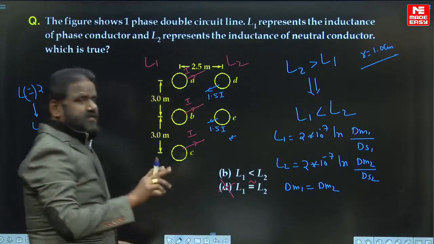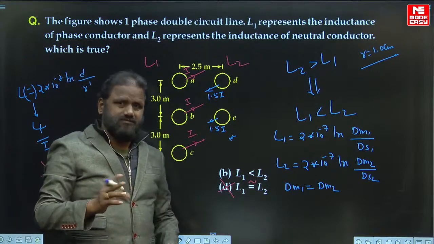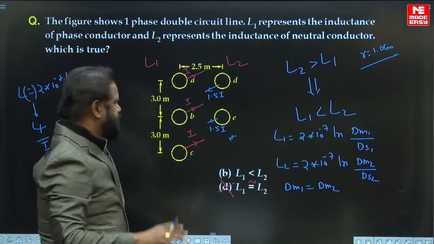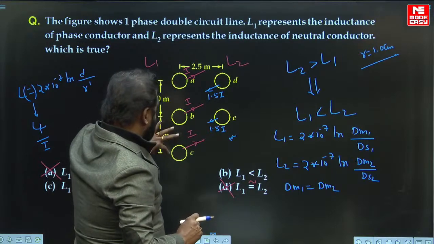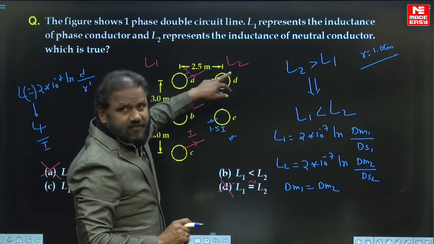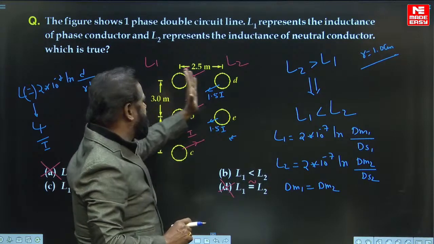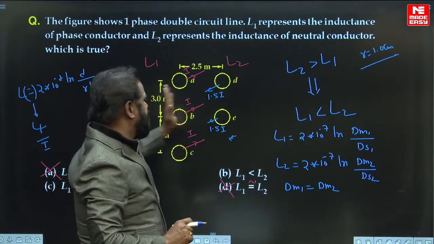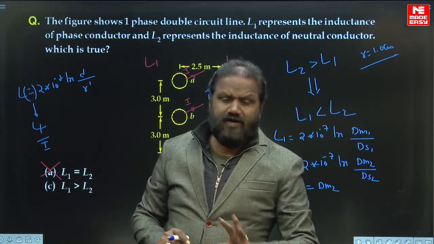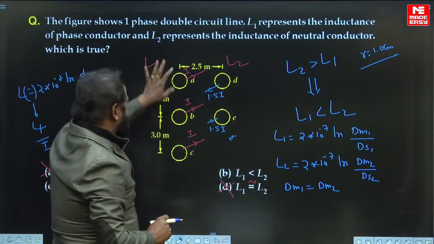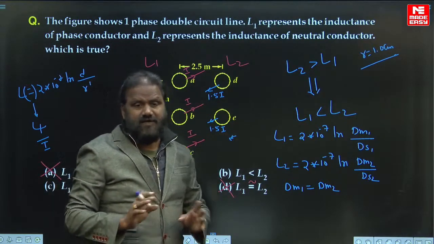The reason is that dm is the effective distance taken between the conductors having the go and return polarity. 3 conductors are going, 2 are returning. If these 2 act as the go conductors, these 2 act as the return conductors. That means from here to here there are 6 distances, and from here to here there are 6 distances. So dm1 equals dm2. But ds is a separate consolidation for each, so they are different.